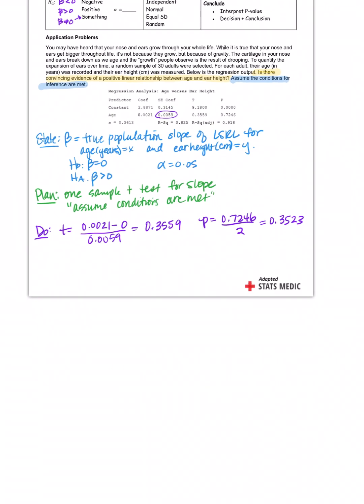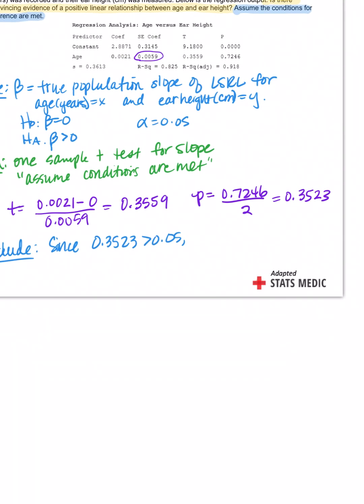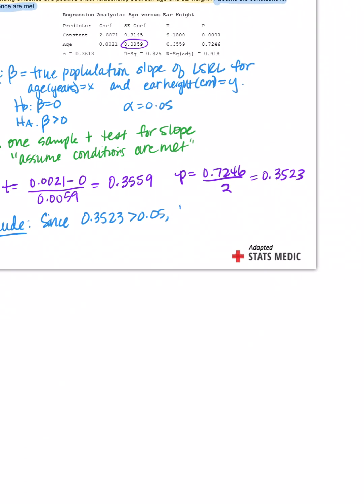All right. See how fast this goes when we don't have to do conditions? All right, let's conclude this. Since 0.3523 is greater than 0.05, what are we going to do? Nice. We failed to reject the null. So do we have convincing evidence? Nope.